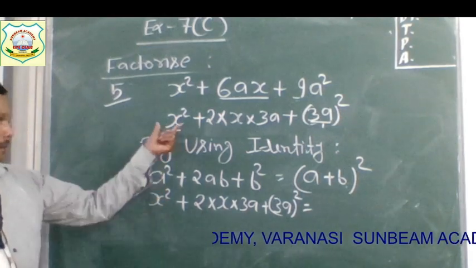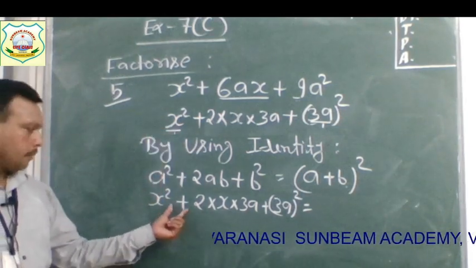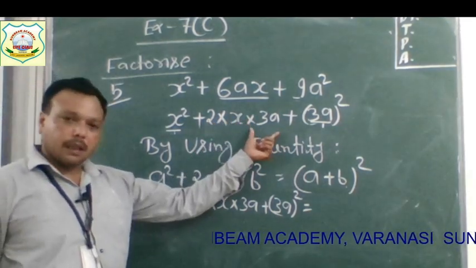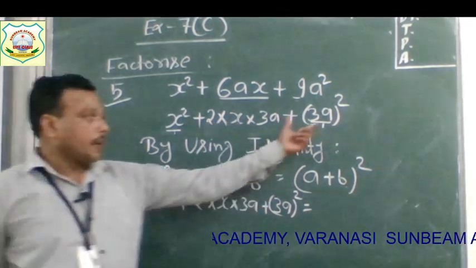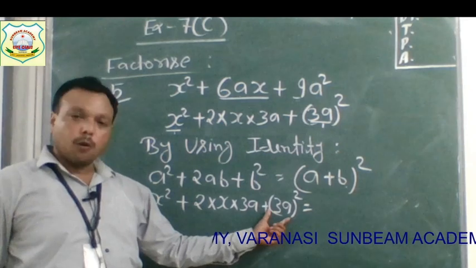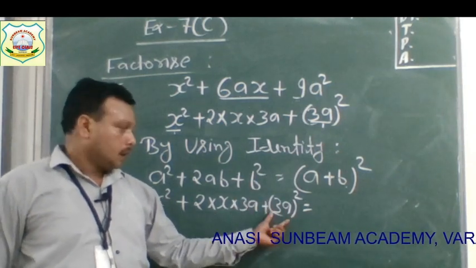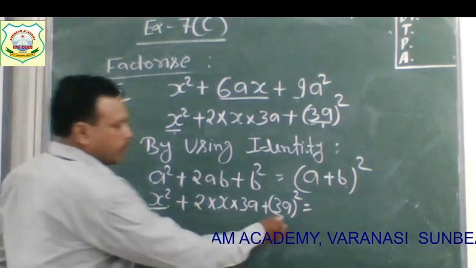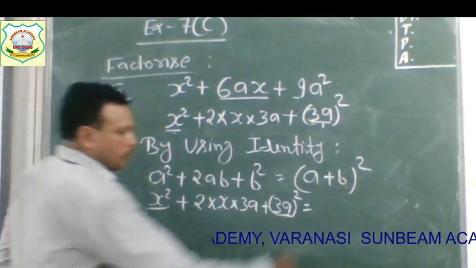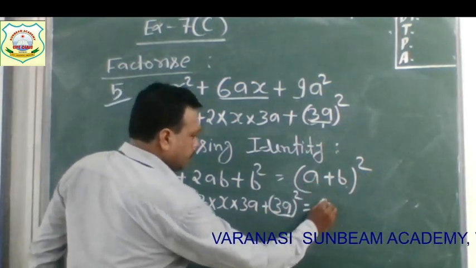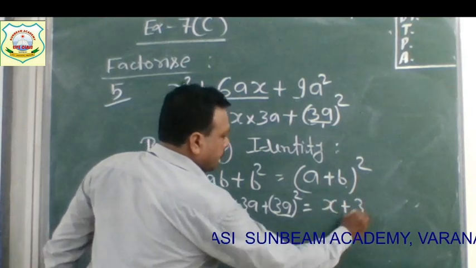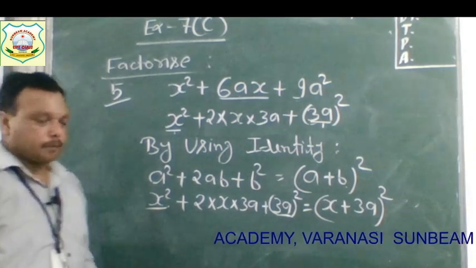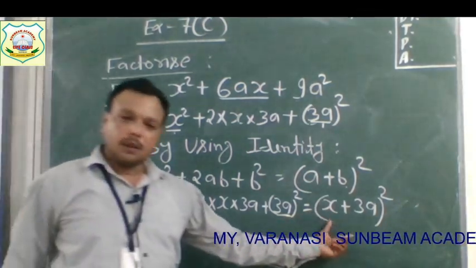In place of a square is this x square, plus 2ab, that is 2 multiply x multiply 3a, plus 3a whole square, that is the form of b square. Now the a value we have got is x and the b value is 3a. So what should we write here? a equals x, so x plus 3a whole square, this value will come, x plus 3a whole square.